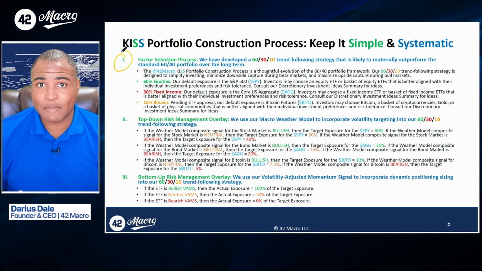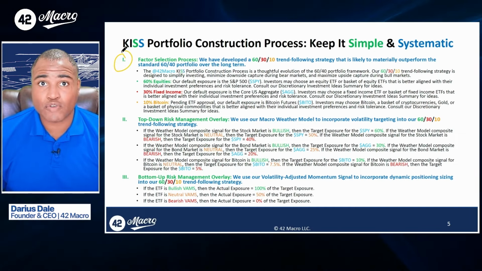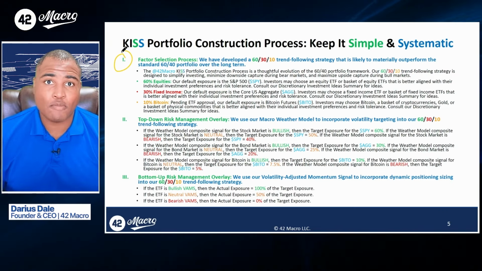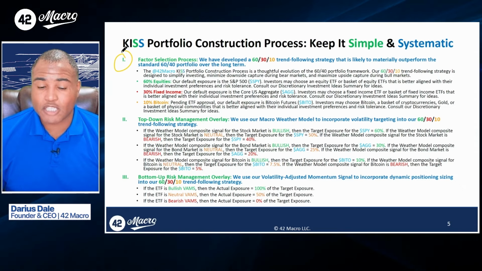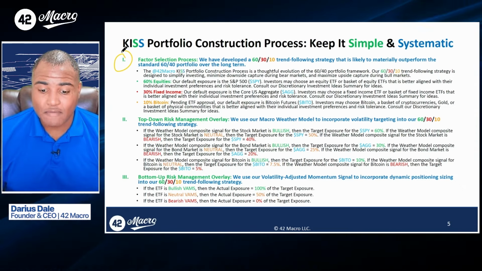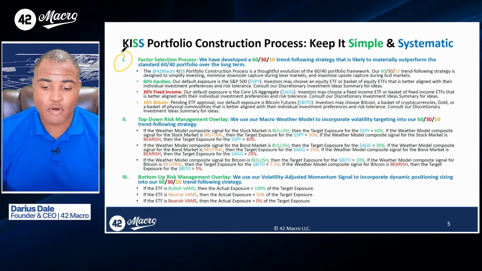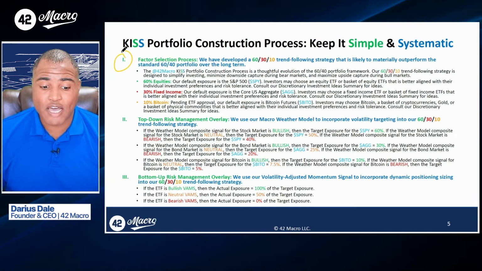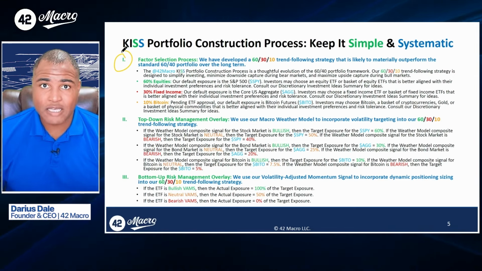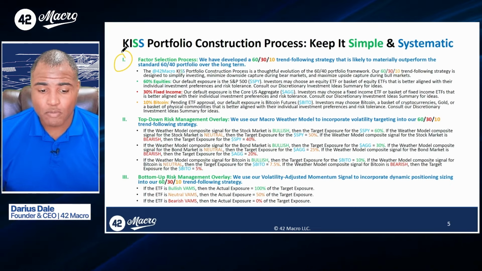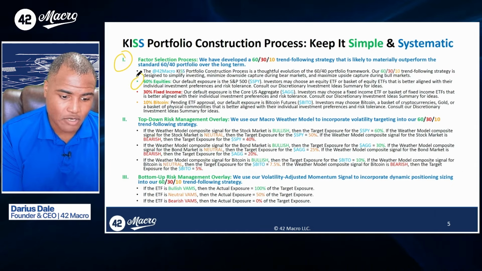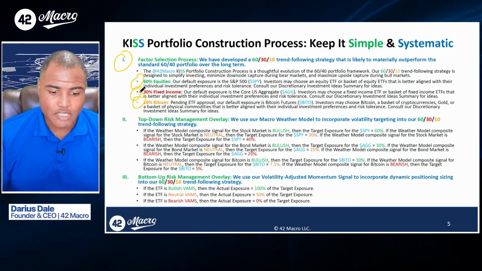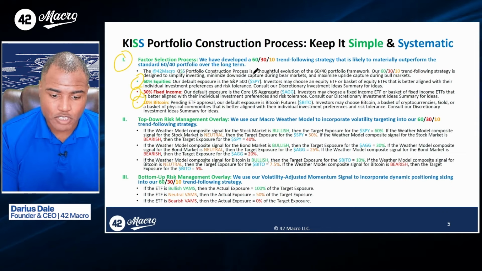process. We've developed a 60-30-10 trend following strategy that is likely to materially outperform the standard 60-40 portfolio over the long term. The 42 Macro KISS portfolio construction process is a thoughtful evolution of the 60-40 portfolio framework. Our 60-30-10 trend following strategy is designed to simplify investing, minimize downside capture during bear markets, and maximize upside capture during bull markets. It does this by allocating across three asset classes: 60% in equities, 30% in fixed income, and 10% in Bitcoin. Our default equity exposure is the SPY ETF.